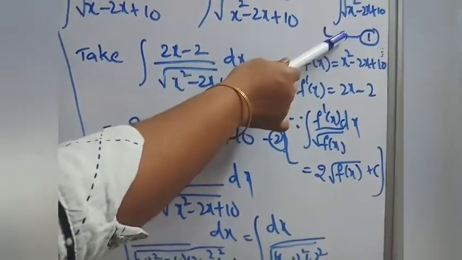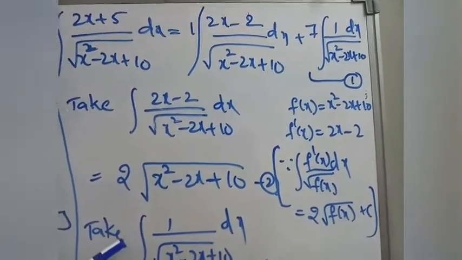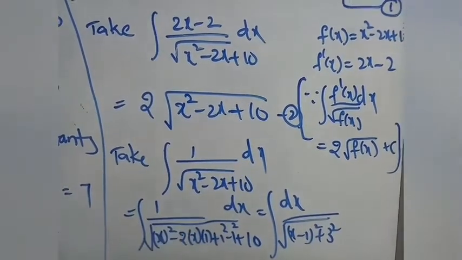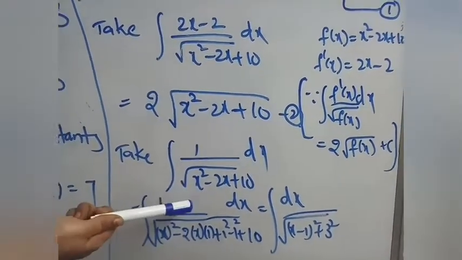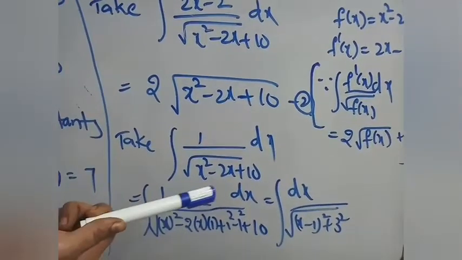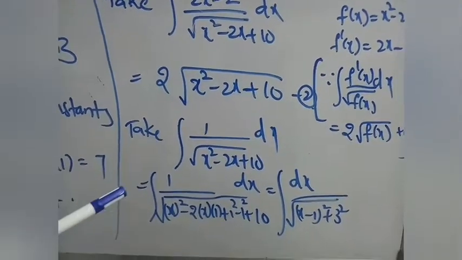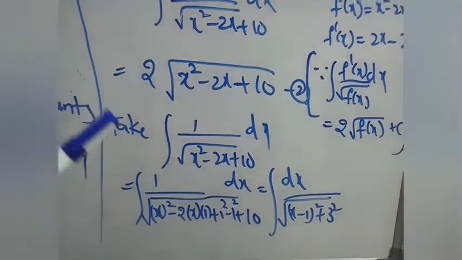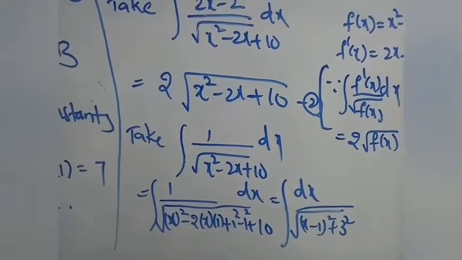Now we can take the second integration value. That is integration 1 by root of x square minus 2x plus 10 into dx. In this case, suppose ax square plus bx plus c is in the denominator, then what we need to do? First write it as (x minus alpha) whole square or (x plus alpha) whole square plus beta square.